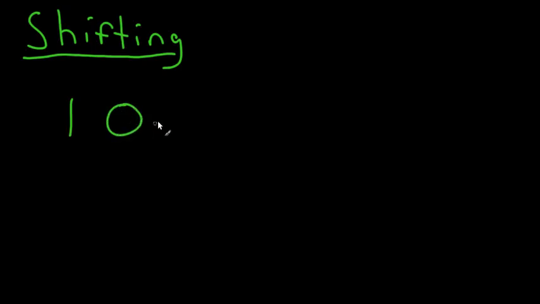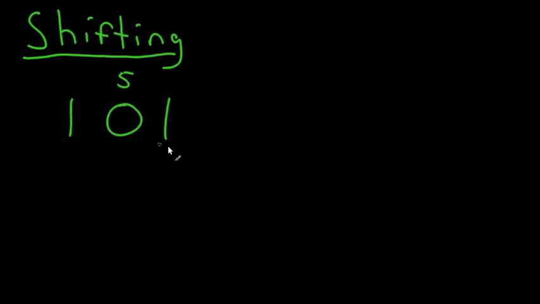So if we have 1, 0, 1, let's quickly convert this to decimal. So this is the 1's position, 2's position, 4's position. So this number is 5. 1 plus 0 plus 4 is 5. So I'll just make a little note of that up here. This equals 5.